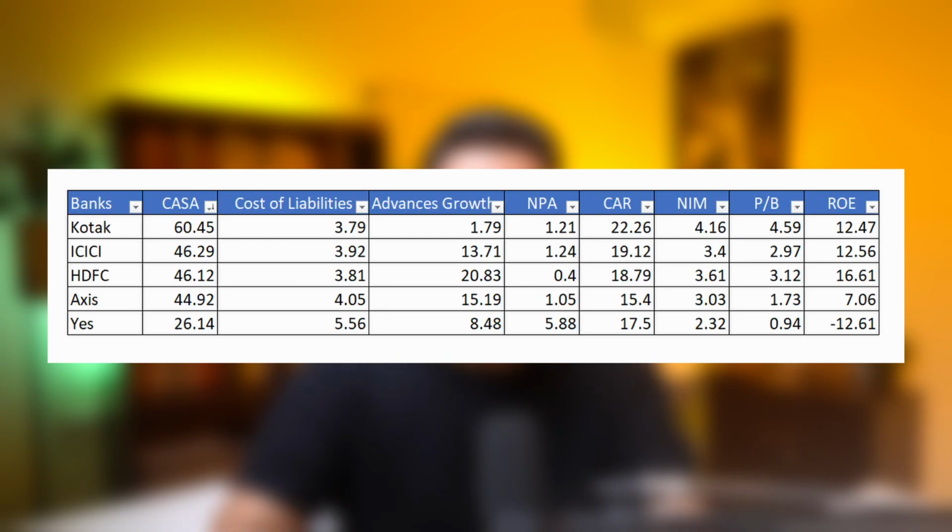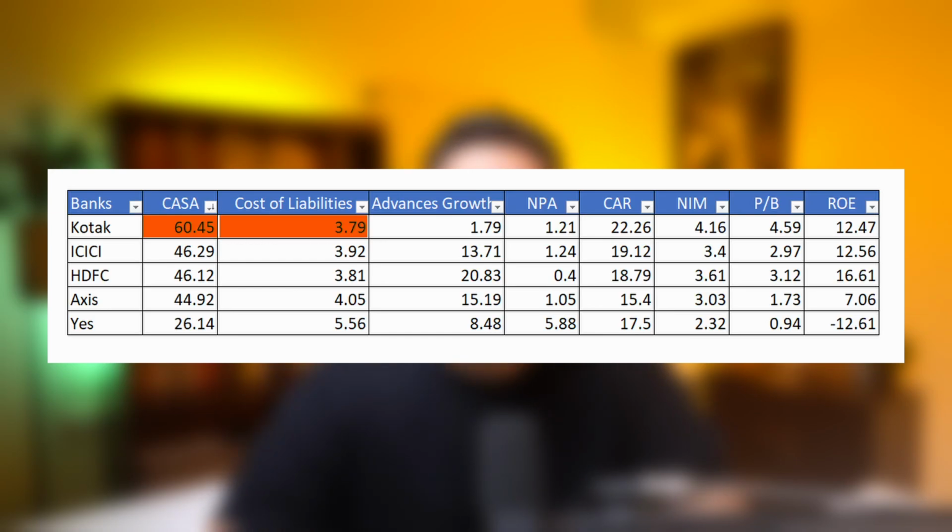So I've added the numbers in an Excel. Let me add a filter and sort the banks with highest CASA ratio on top. For Kotak, we have the highest CASA ratio at 60% with a reasonable cost of liabilities as well. The advances growth rate is kind of low. If you feel the numbers are off, you can actually calculate them yourself. Go to the balance sheet of the company and on the asset side, you will find loans and advances. Compare the 2 years' numbers and let me know in the comments whether this is correct or not.